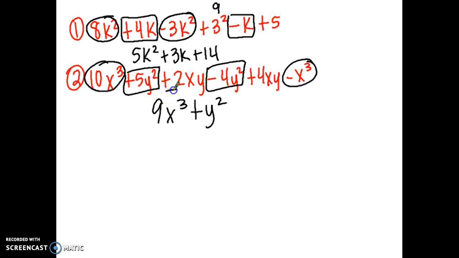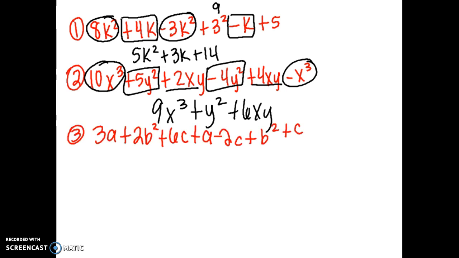Then I have 2xy plus 4xy. When you have two variables, the same rule applies. It has to be the exact same two variables. 2xy plus 4xy is 6xy. So my simplified answer is 9x cubed plus y squared plus 6xy.